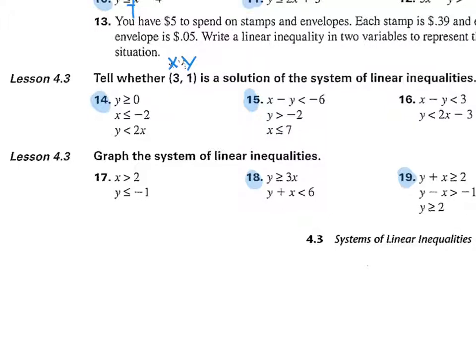On the first one, for example, it would just be 1 is greater than or equal to 0. Is that true or false? Well, that's true. But all 3 need to be true in order for this to be a solution. If one of these doesn't work out properly, then it's no solution. So that's what you're doing on 14 and 15.